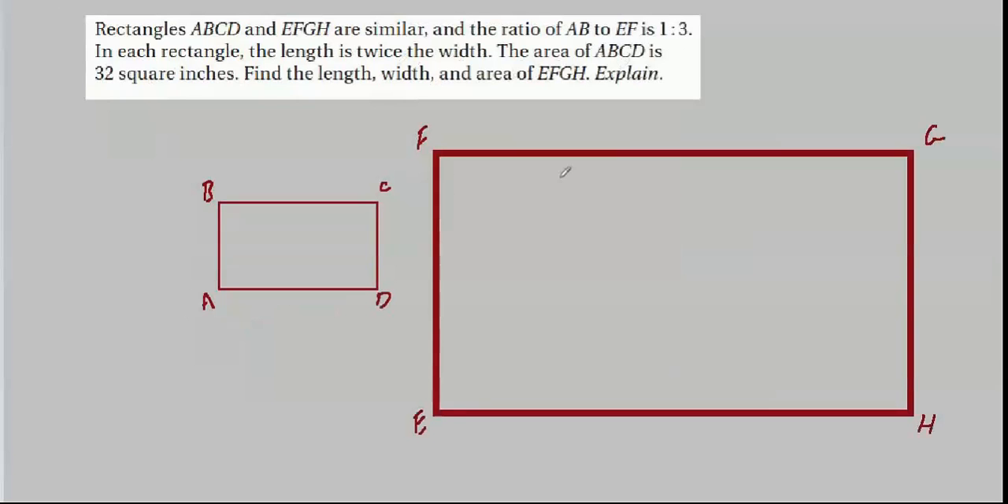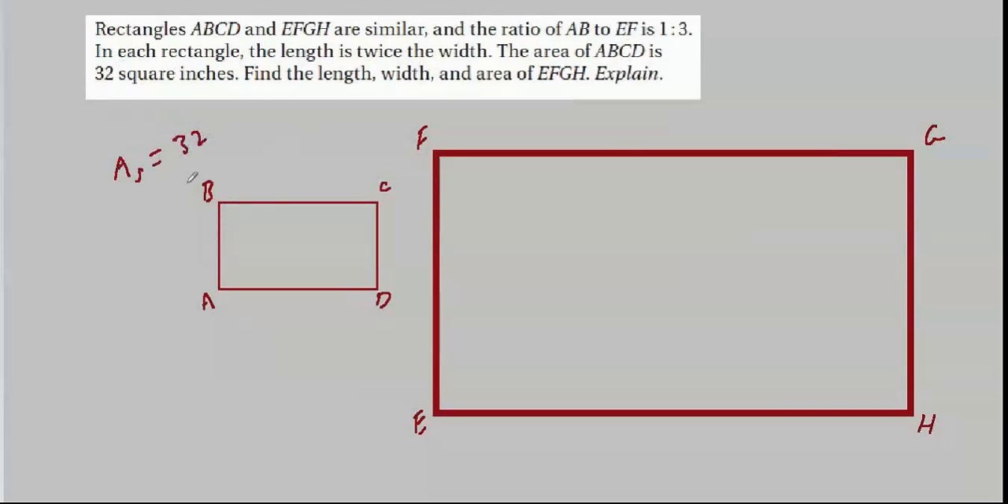Okay, here's a problem that definitely makes use of proportions. I'm not sure I drew this accurately, but they say that the length is double the width. And let's see here, ABCD, that's the small one. The area of that is 32. I'm just going to write A sub S for small, and that's 32.